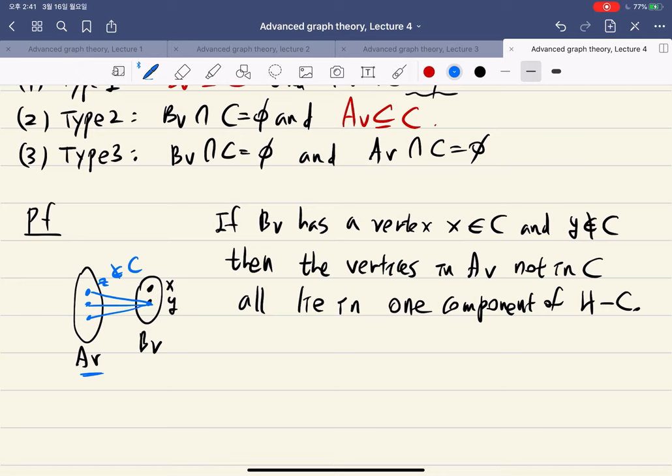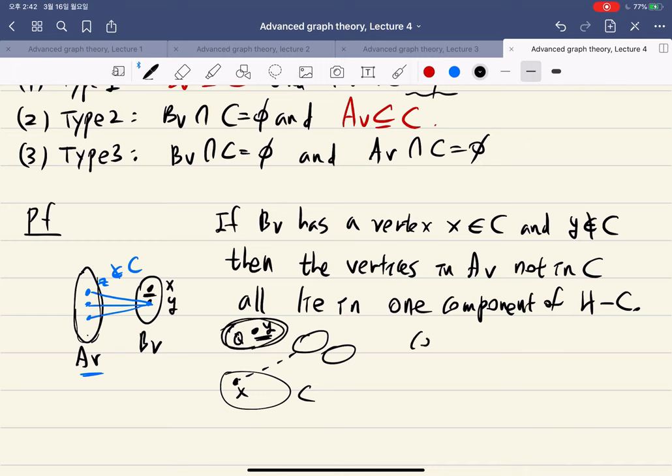So what do we have? We have C, and here we have X, and then here we have Y, which belongs to a component of H minus C. There are several components, and one of them contains Y. Then X has only neighbors in this specific component Q. It doesn't have any edge to the outside, because all the neighbors of X lie inside A_v. And any vertex in A_v which is not in C lies together with Y in this component. So this is a contradiction to the previous star.